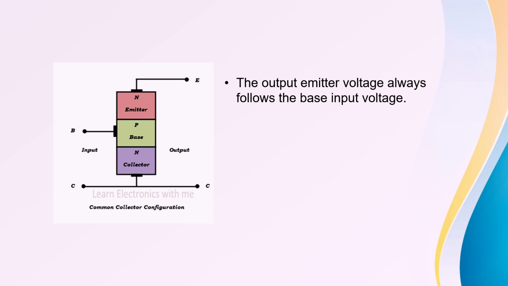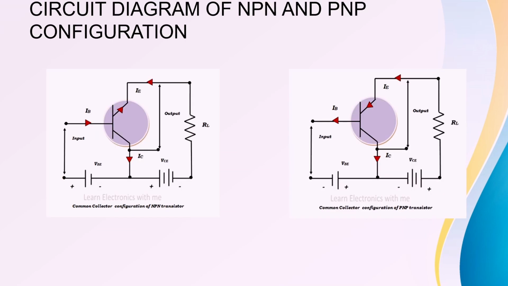It is called so because the output emitter voltage always follows the input base voltage. For example, let us take the emitter voltage as 0.7 volt, and if the input is 5 volt, then the output is 4.3 volt. The output voltage is always near the input voltage. This configuration is widely used as a buffer, and it is also called a voltage buffer. The next slide shows the two configurational setups of NPN and PNP configuration.